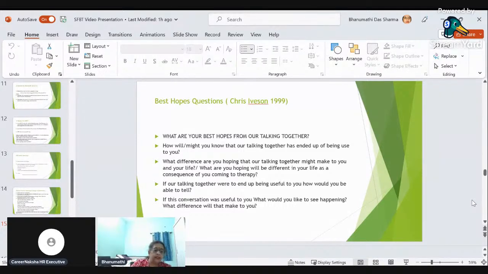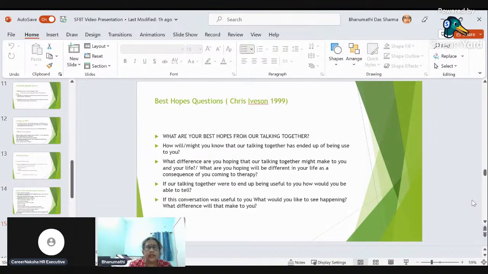The therapist will bring familiarity with the way of talking by using the language. So, this is very, very important. What are your best hopes from our talking together? But there is a catch to it.